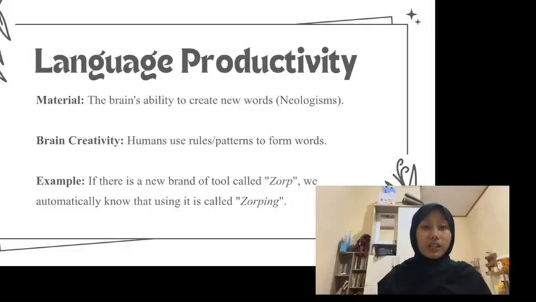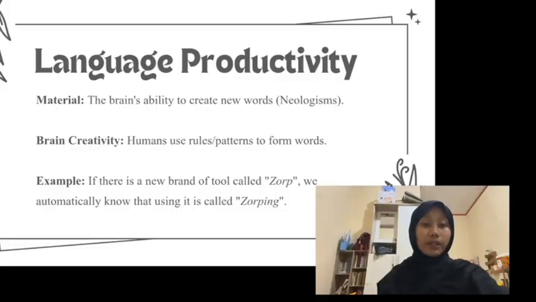This happens because our brain understands word formation patterns such as adding suffixes like ing and ness, or prefixes like un and re. For example, if there is a new tool called zorb, we can easily say zorbing to describe the action of using it. Even though the word is new, we understand it, because it follows the verb plus ing pattern. Other examples include Google becoming Googling and Zoom becoming Zooming.